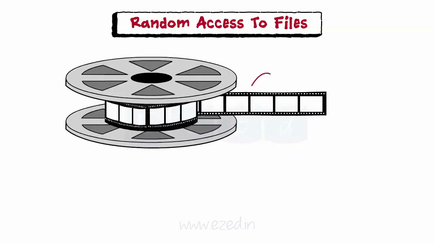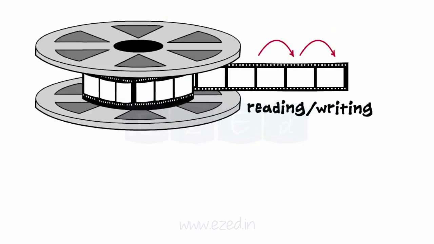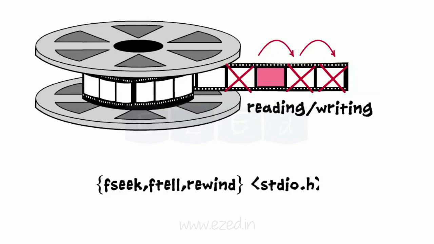Now we learn random access to files. We have studied how to access data sequentially for reading and writing it, but at times we are interested in only a particular part of the file and not the entire file. This can be achieved with the help of the functions fseek, ftell, and rewind available in the I/O library.